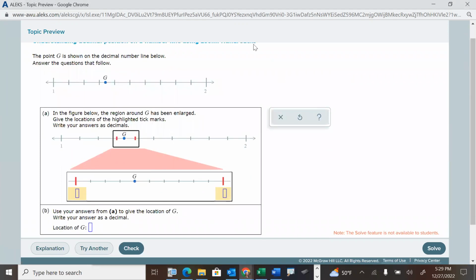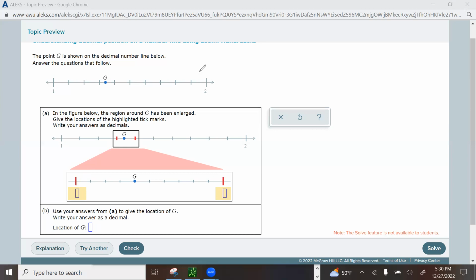Okay, got it. So A, in the figure below, the region around G, so this boxed off region, has been enlarged. So here's the enlarged version right here. You can tell by, these lines here represent these lines here. So it's the exploded view, the zoomed in view. Give the locations of the highlighted tick marks. Oh, so that one and that one. And then write your answer as a decimal.